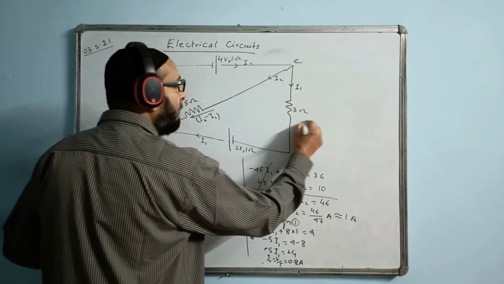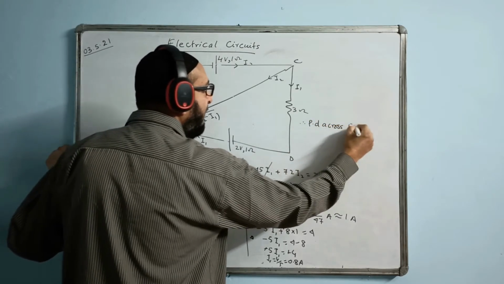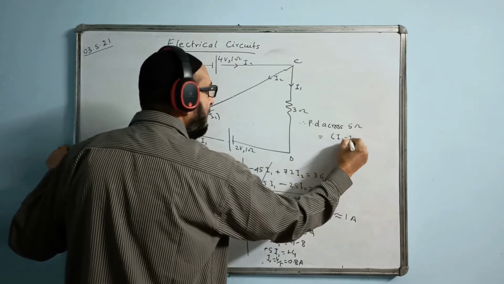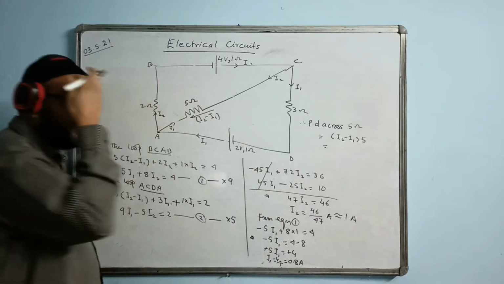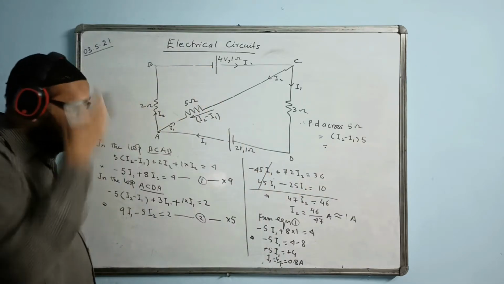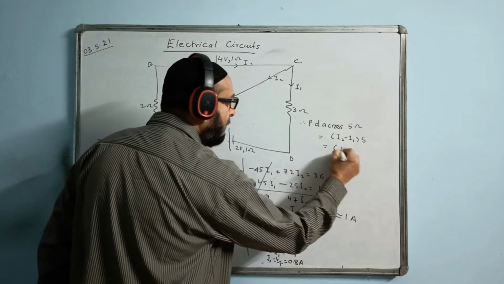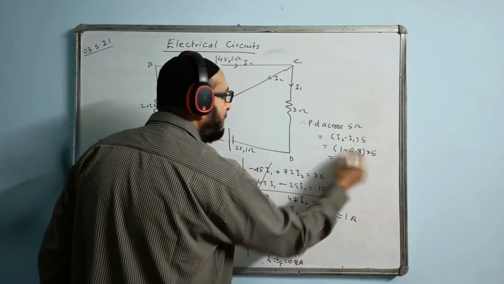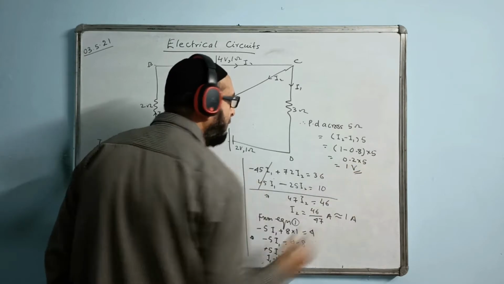Therefore, we write down, PD across, PD is voltage. PD across 5 ohm equal to I into R. That is I2 minus I1 into R. Resistance is 5, into 5. I2 value is how much here? Nearly 1. So 1 minus, and I1 value is 0.8, into 5. This is coming 0.2 into 5. Answer is coming 1 volt.